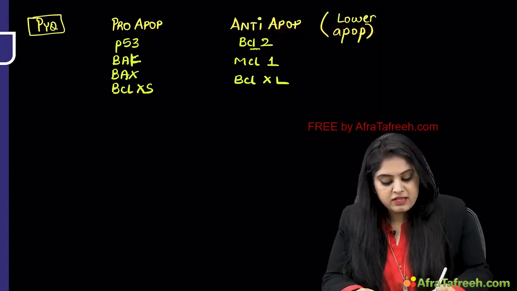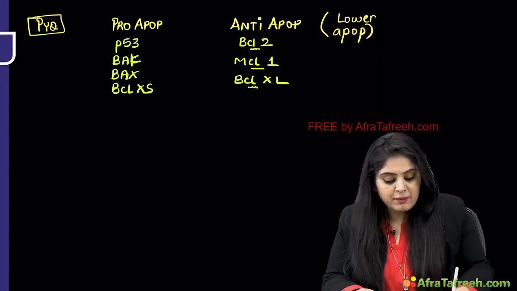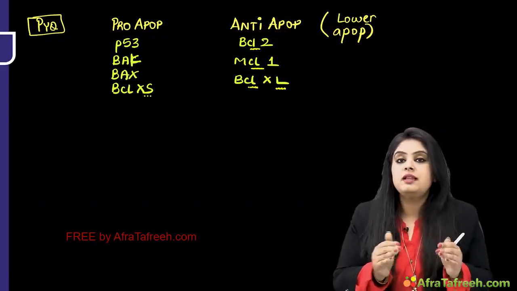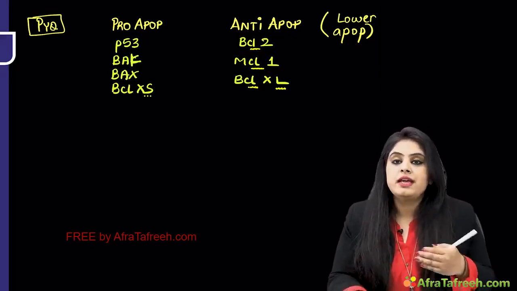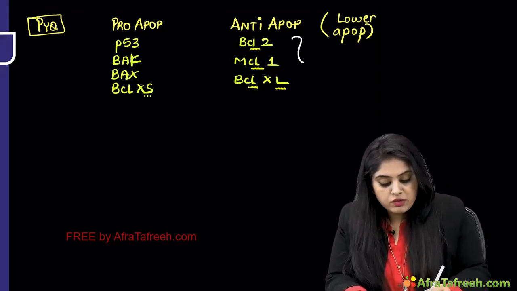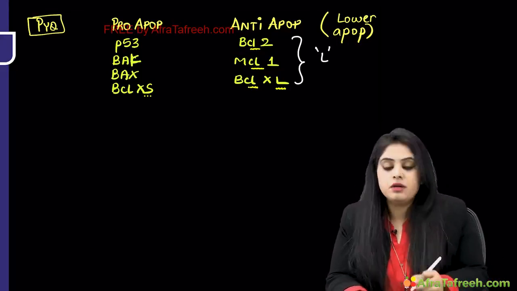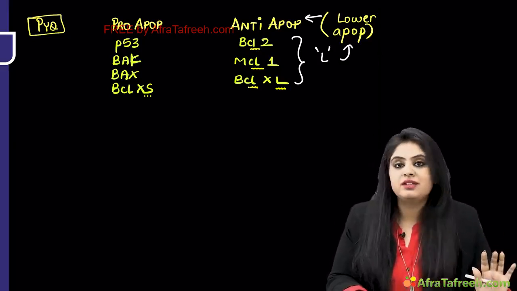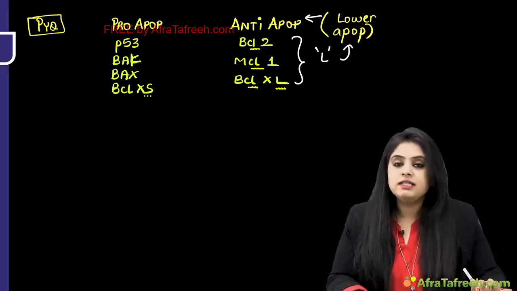We have BCL2, we have MCL1, and which BCL? Am I talking about XS or XL? XL. So remember all the L molecules, BCL2, MCL1, BCLXL, all of these are going to be L for lowering apoptosis, means they are all anti-apoptotic. L wala molecules are anti-apoptotic. Sounds well? Anything other than that?